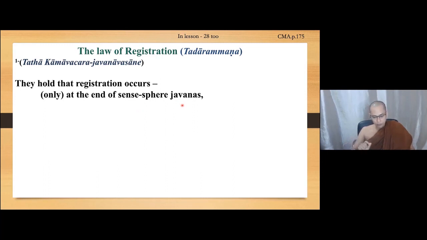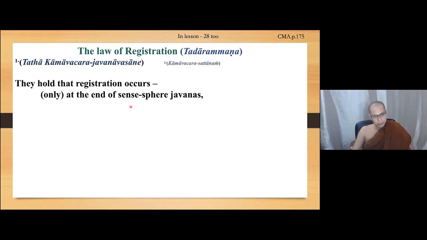So if you explain the cognitive process, you need to consider whether to put the two mind moments of Tadarammana in this cognitive process, and you need to decide. It depends on the law of registration. If there is sense-sphere Javana, you need to consider another condition. And if the Javana is sublime Javana, you don't need to consider the registration moment, because the Tadarammana registration moment never follows the sublime Javana. So it is only connected to the sense-sphere Javana.